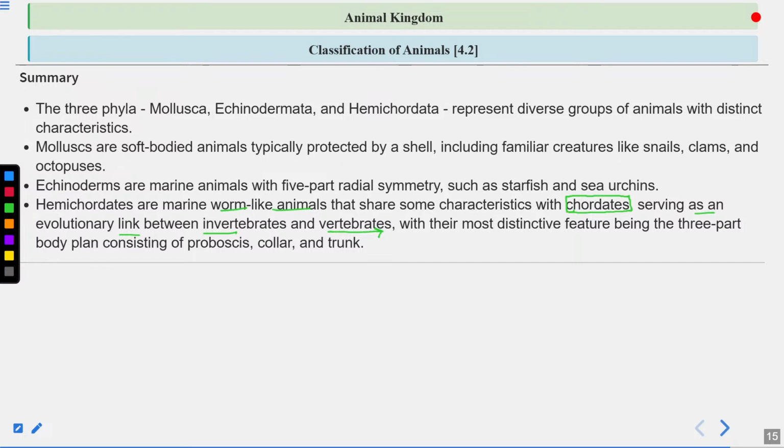Now, what is the most distinctive feature of hemichordates? They have a 3-part body plan consisting of proboscis, collar, and trunk. The proboscis, which helps in feeding also, is present in the front. Then the collar is present between the proboscis and the trunk. The collar has sensory and locomotion capabilities. Then the trunk is the main part of the body where all the organ systems are present.